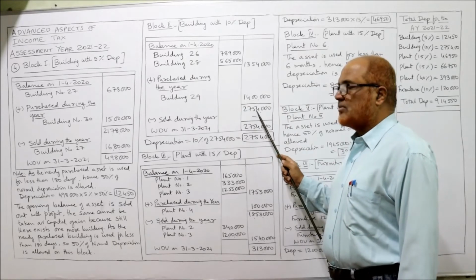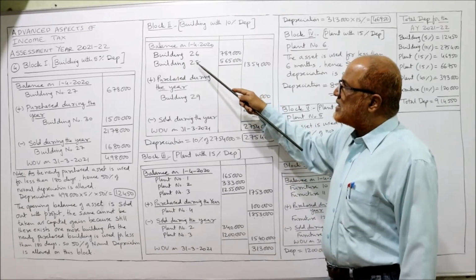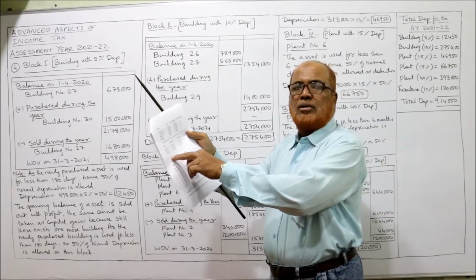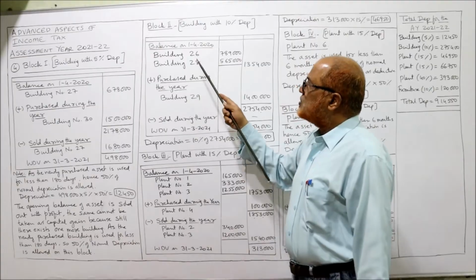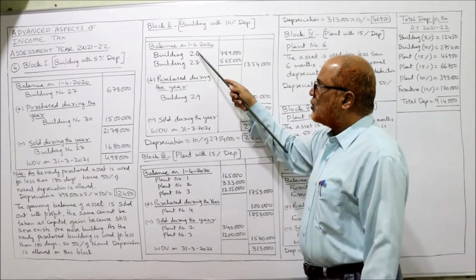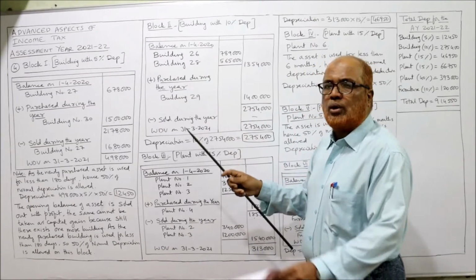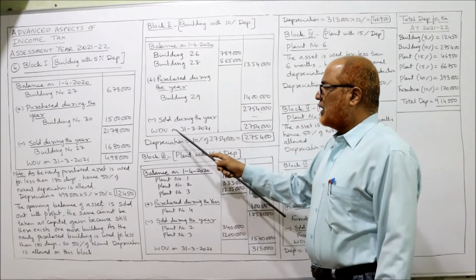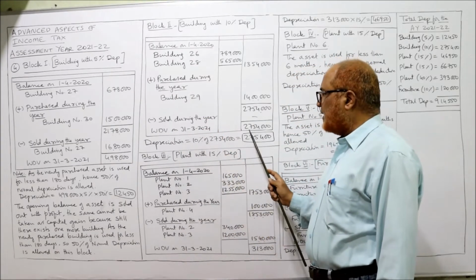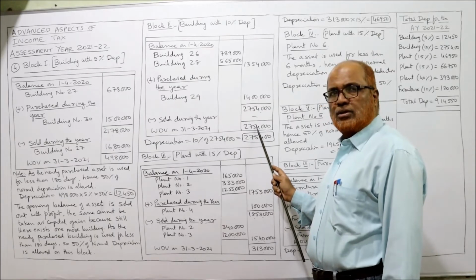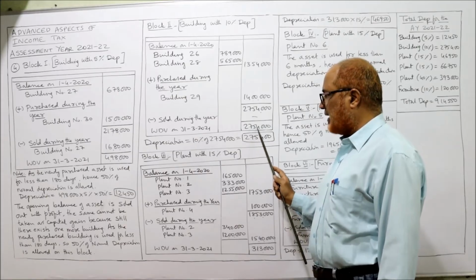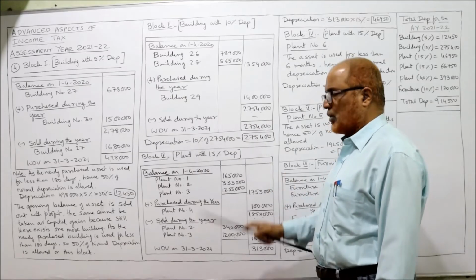Add up both, 27 lakh. See, any building of 26, 28, 29 sold during the year? No, there is no building sold. Out of these three buildings, no building is sold, so the sale of assets is dash. So the WDV, written down value at the end of the year, is 27,54,000. Now depreciation is 10%. 10% of 27,54,000 is 2,75,400.